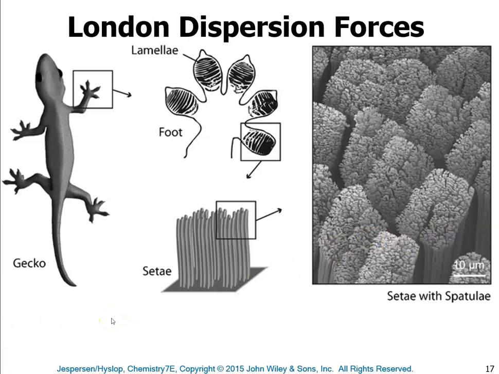Even though individually those London dispersion forces might not have that big of a magnitude, if you add them all up and you create a lot of them, then they can actually generate a decent amount of hold and stick that obviously allows a gecko, for example, to walk up a wall or across a ceiling.